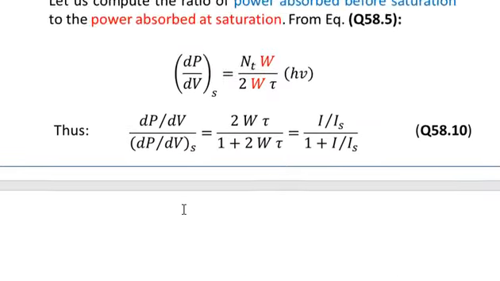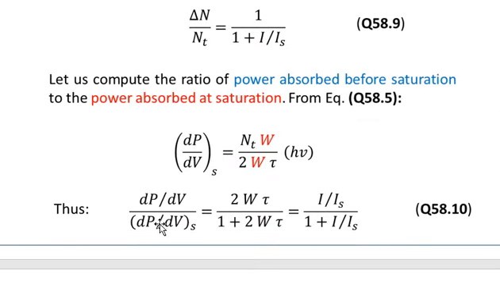The ratio of these two quantities, dP over dV divided by dP over dV at saturation, is equal to, substituting these quantities, the common quantities cancel out, and we are left with 2W tau in the numerator divided by 1 plus 2W tau in the denominator. And in terms of the ratio of the intensity to the saturation intensity, the expression on the right hand side of equation number 10 is dP over dV divided by the saturation value of dP over dV, equal to I over IS divided by 1 plus I over IS.